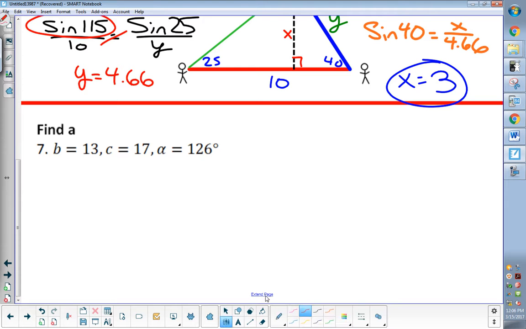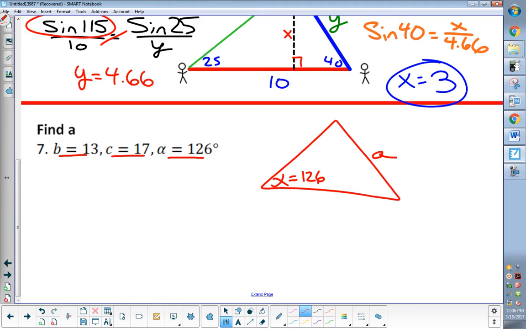On the back side, number 7, I've got B, I've got C, I've got alpha. If I'm drawing this, I'm going to call this alpha, so this is A. I'll call this one beta, so this is B, and that makes this one C. B is 13, C is 17. Is it a right triangle? So not SOHCAHTOA. Do I have a pair? No. So that makes it a law of cosines. I know this corner. I know those 3 things. I'm going to solve for A, and that's what I was looking for anyways.